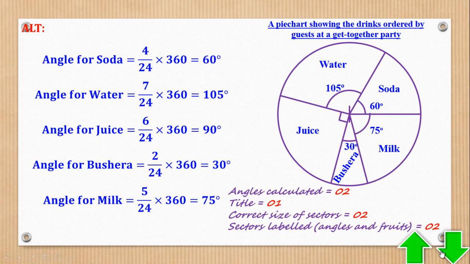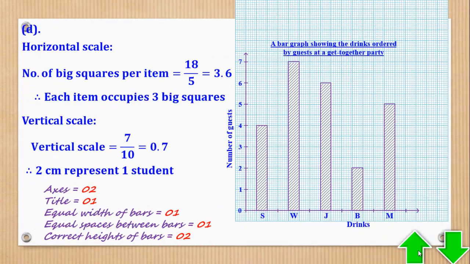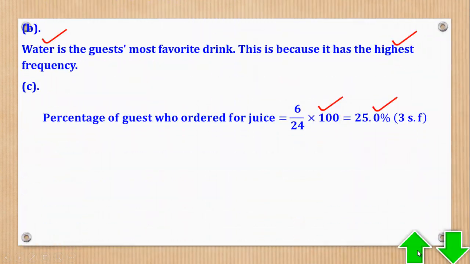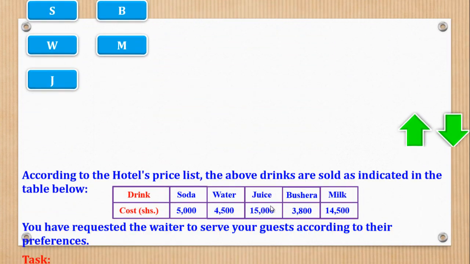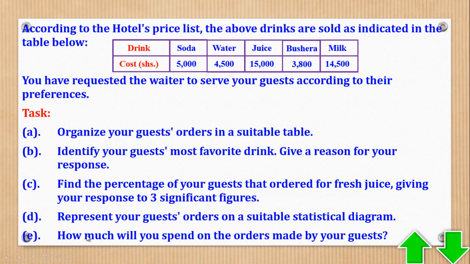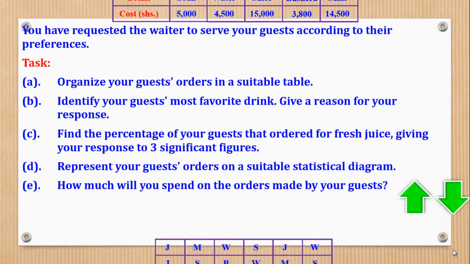Now task E. Let me see task E. What is it about? Task E says, how much will you spend on the orders made by your guests? So these are the prices for each quantity, for each drink. So we shall use it and also use the other chart table we drew, the tally chart.